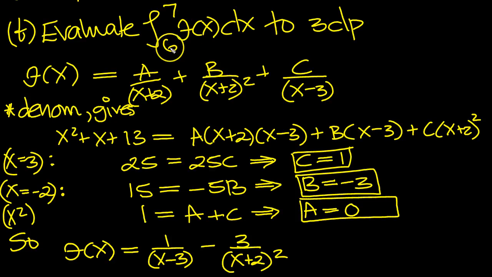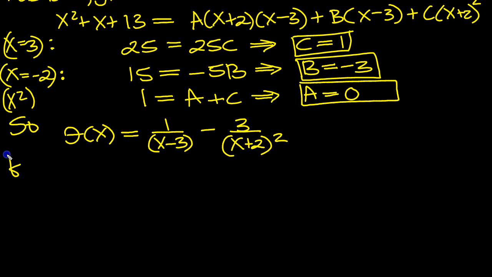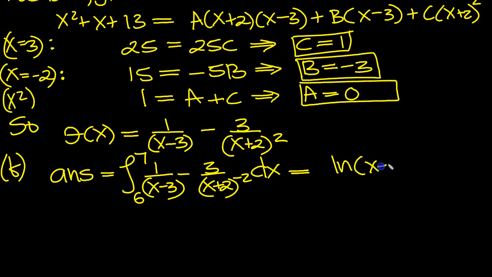Now we need to evaluate the integral between 6 and 7. So part B, the answer is equal to the integral between 6 and 7 of f(x), which we can replace by this: 1 over x minus 3 minus 3 over (x plus 2) to the minus 2, dx. First term is a log, so that's ln of (x minus 3). When we differentiate this, we'll get 1 over (x minus 3) multiplied by the something differentiated, which is just a 1. And so that's fine.